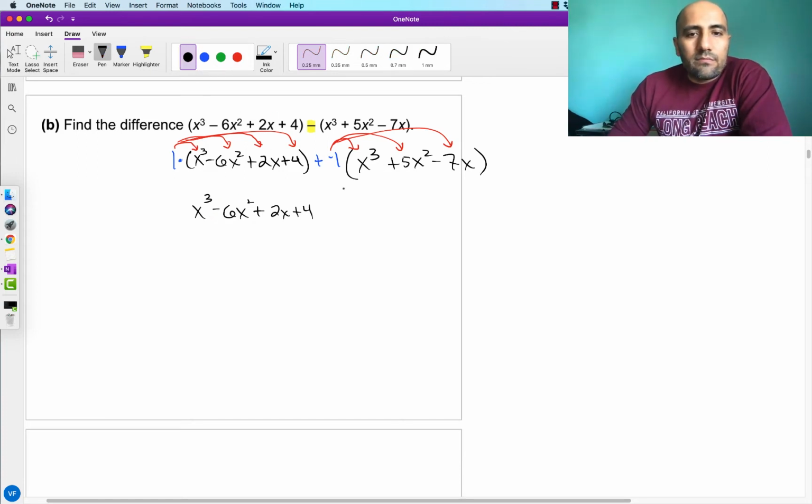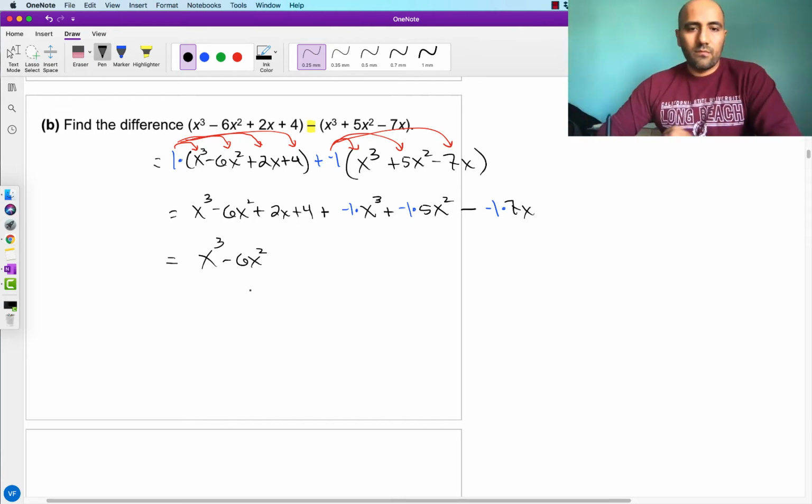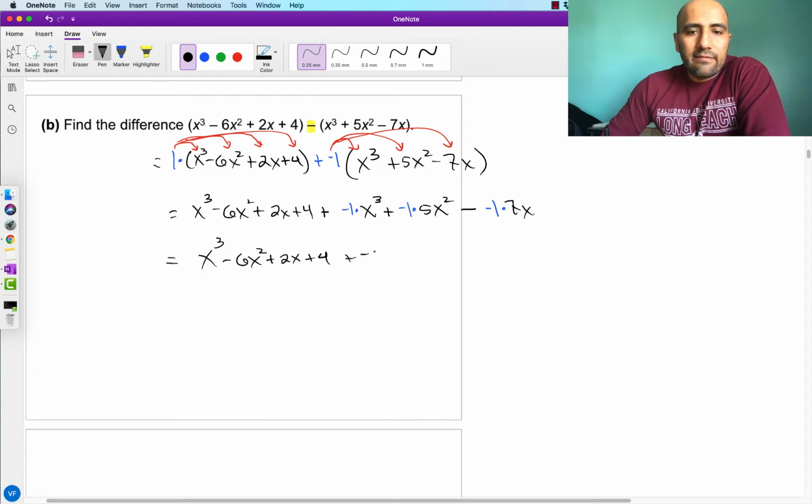The next term is the one where we have slightly more interesting things happen. Each one of these terms must be multiplied by the negative 1. So we have plus, I'm going to leave a little space there, x cubed plus a little space 5x squared minus a little bit of space 7x. So I just kept those operational symbols from there, copied it down, but now each one of these terms must be multiplied by negative 1. So we get x cubed minus 6x squared plus 2x plus 4 plus negative x cubed plus negative 5x squared minus negative 7x.